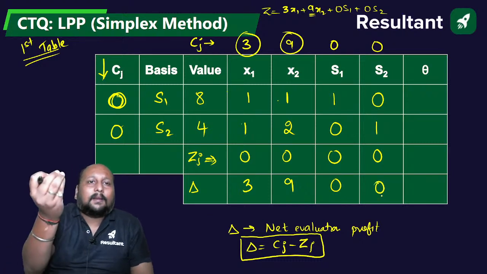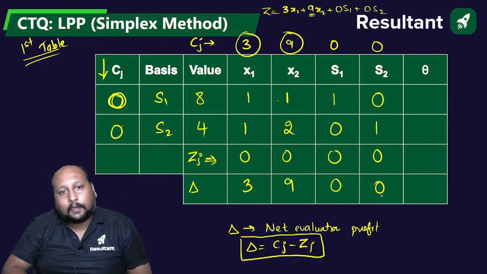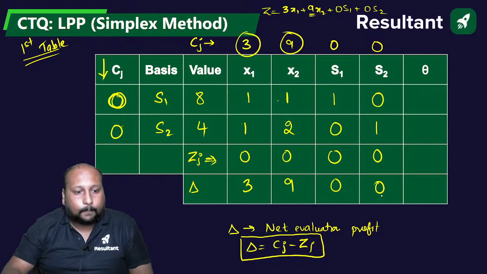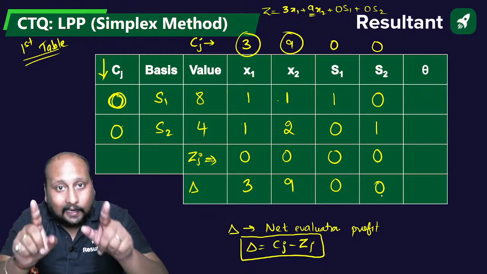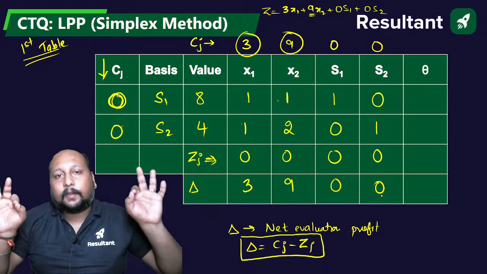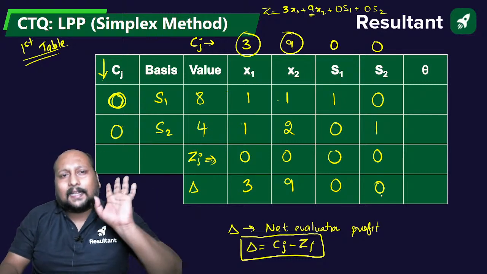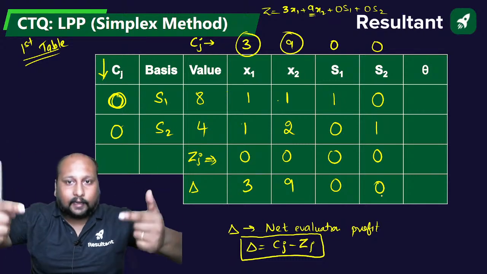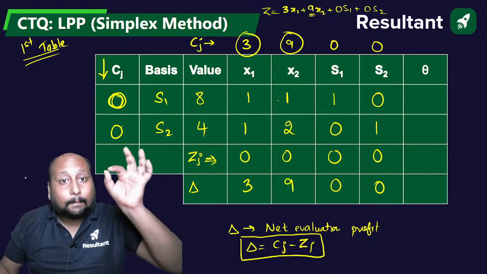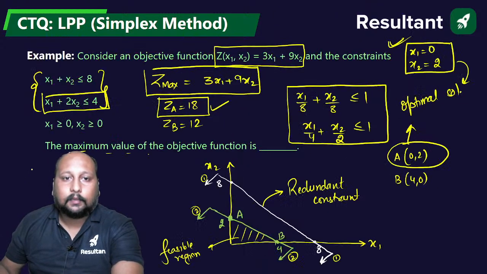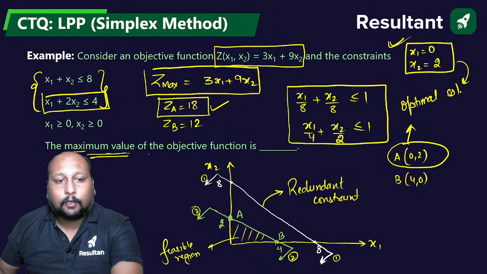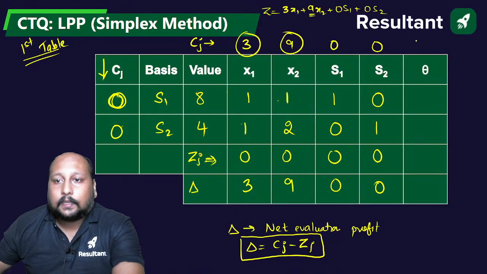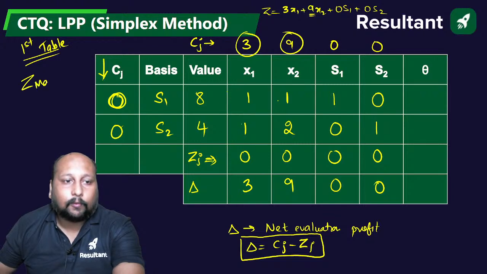Okay sir, what is the objective of using this delta? Delta basically tells you whether my solution is optimal or not. Now this is the important part. Tell me, was this question a maximization problem or a minimization problem? If I try to rewind, this problem was a maximization problem. See, we have to calculate the maximum value of the objective function. So this was a maximization problem, and now we have to calculate z max.